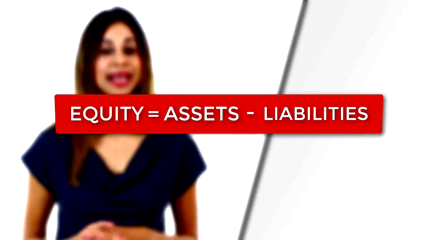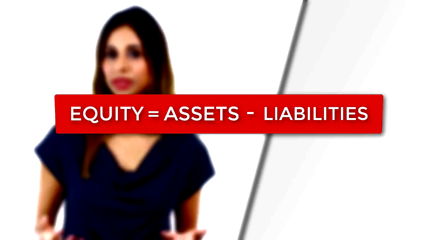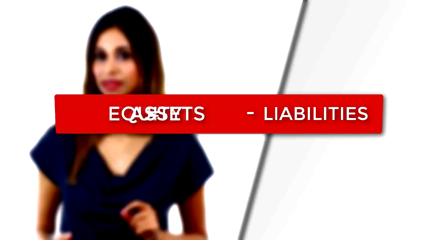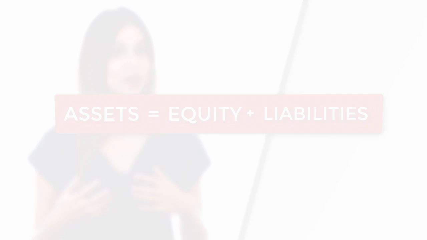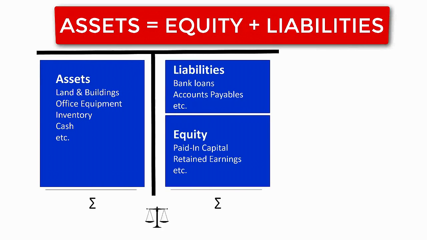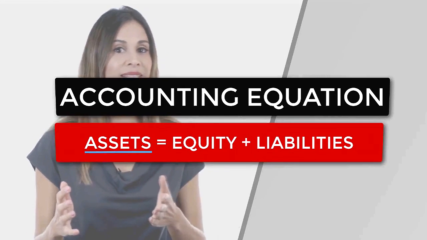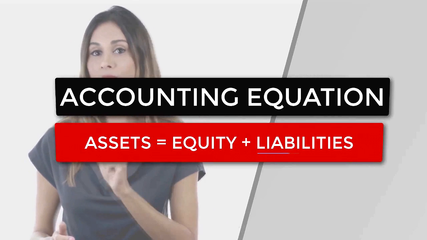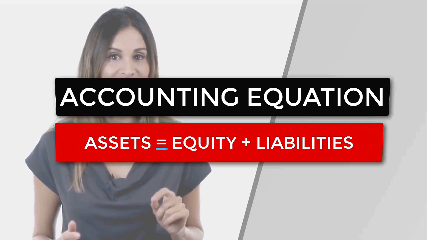We already said that assets minus liabilities equals equity. If we rearrange this, we get assets equal liabilities plus equity. Both sides are always in balance, hence the name balance sheet. And that is the foundation for any accounting system: the accounting equation. The total amount of assets equals total liabilities plus equity. Both sides are in balance.